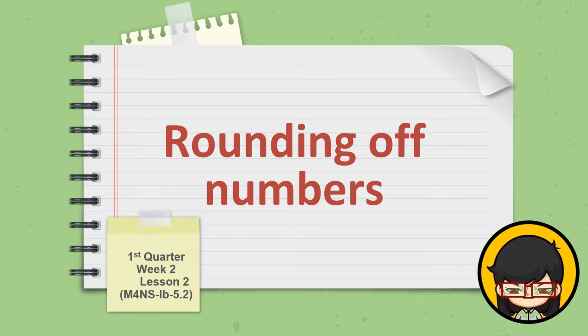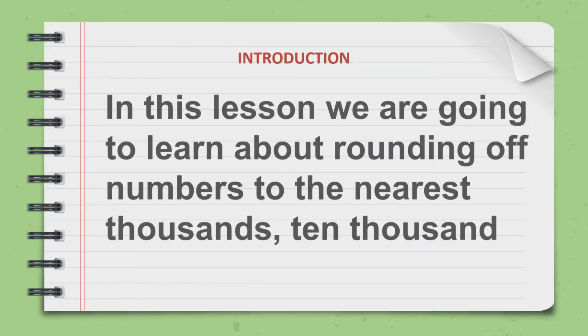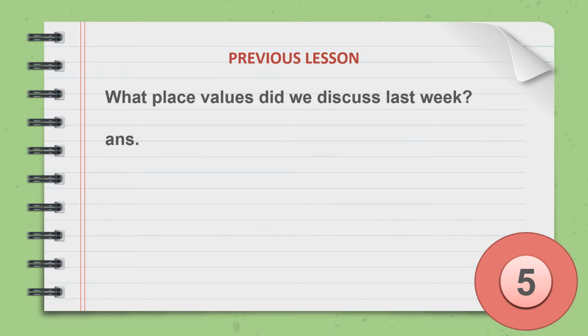We are on our week 2 lesson 2, rounding of numbers. In this lesson, we are going to learn about rounding of numbers to the nearest thousands and 10,000s. But first, we have to look back on what we've learned from our lesson last week. What place values did we discuss last week?